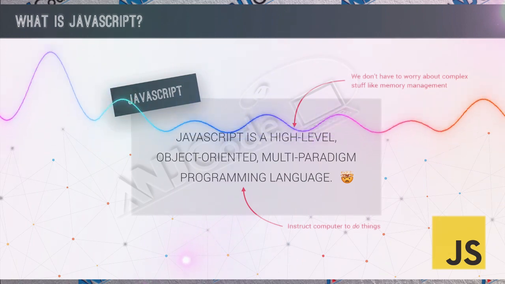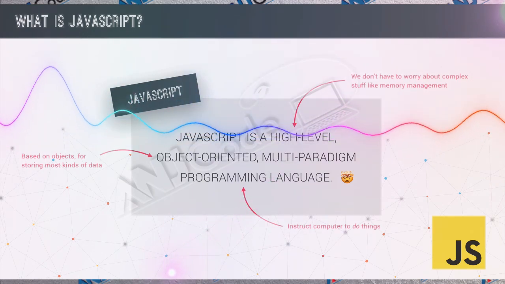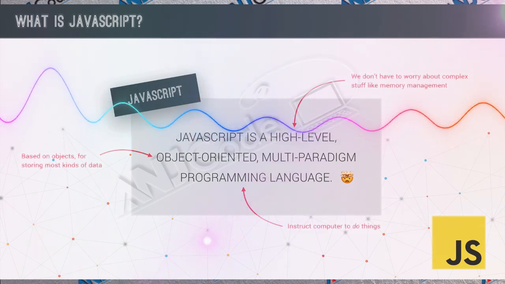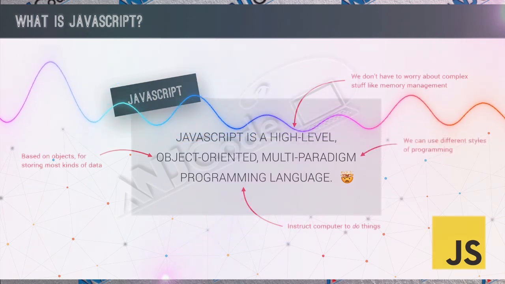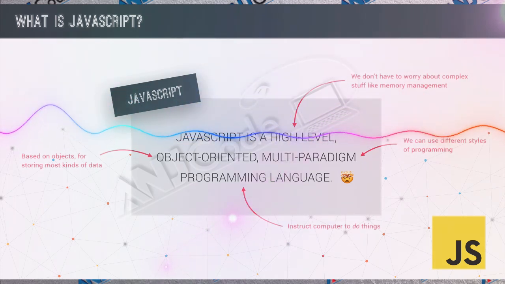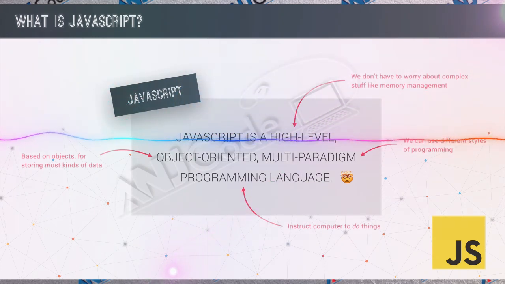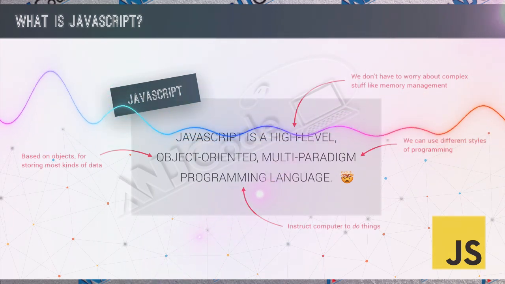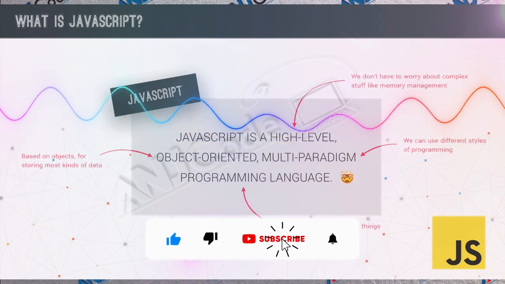Next, I say that JavaScript is object-oriented. And all that means is that the language is mostly based on the concept of objects for storing most kinds of data. And of course, we will learn all about object-oriented programming throughout this course. Finally, JavaScript is also a multi-paradigm language, meaning that it's so flexible and versatile that we can use all kinds of different programming styles, such as imperative and declarative programming. And these different styles are just different ways of structuring our code, basically. Again, you will learn all about this throughout the course. This is just the first, very high-level overview, but I hope it's been making sense so far.